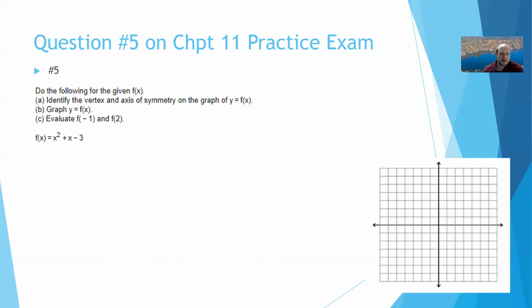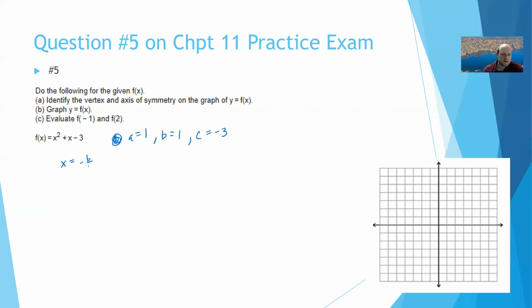So let's go ahead and identify the vertex. We need to find the vertex first. We need to find a, which is 1 here. By the way, a is 1. This is going to be opening up, right? Because we have a positive a value. B is equal to 1 and C is equal to -3. Again, we don't need C for the vertex, but sometimes I just do it anyway.